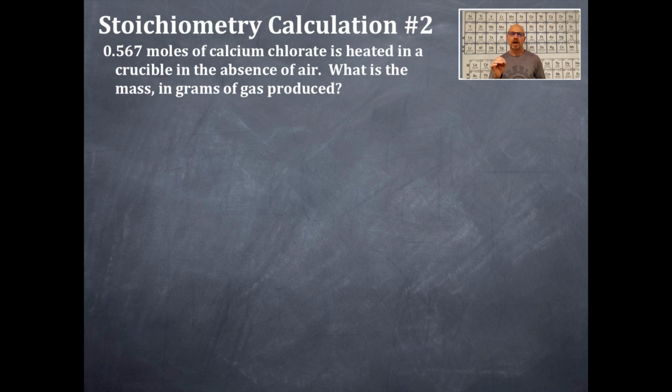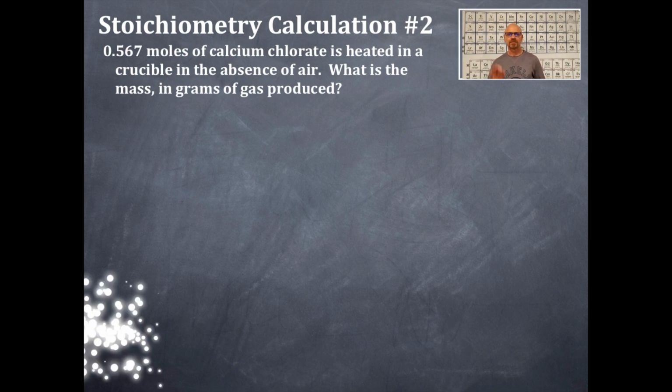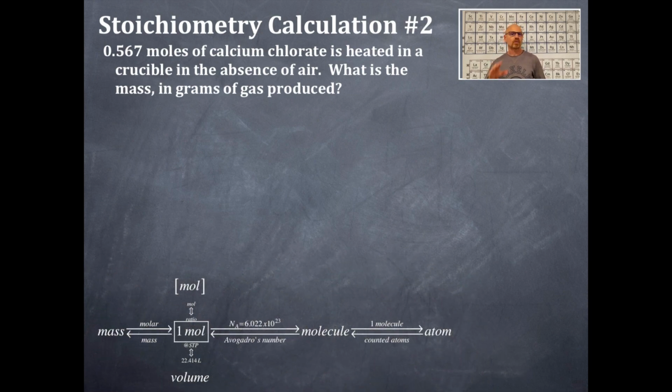So here's our problem. 0.567 moles of calcium chlorate is heated in a crucible in the absence of air. What is the mass in grams of gas produced? So this is our flow chart. We're always going to have our flow chart printed out. It's on my website. Okay, calcium chlorate.